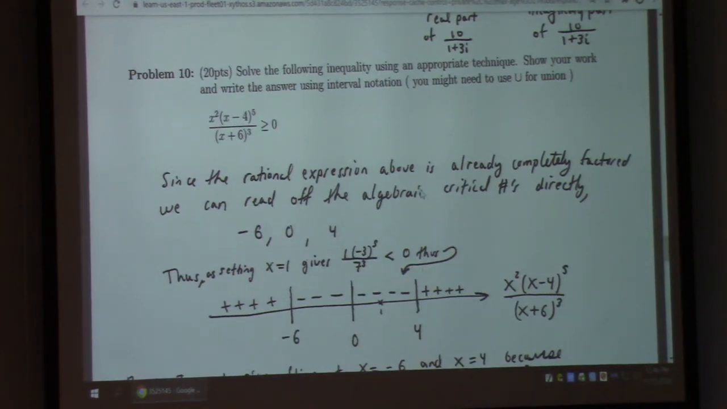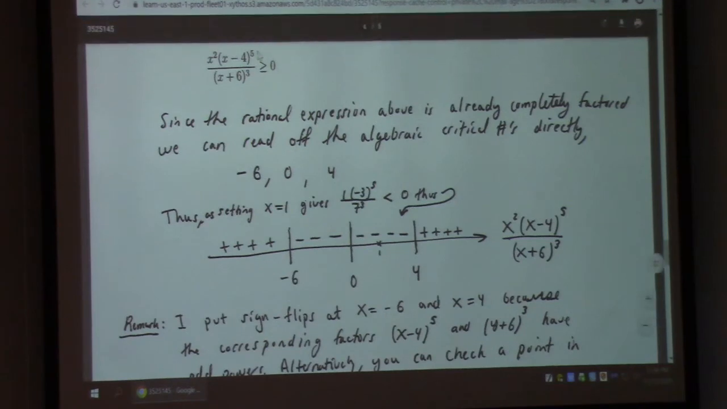critical numbers, right? Then the other thing is if the power is odd in the corresponding factor, there will be a sign flip. But if the power is even, it's just going to stay the same sign. So that's why I changed from plus to minus going across 4, because x minus 4 is raised to the 5th power. And that's why I stay minus to minus as I go across 0, because we've got an x squared there. And x plus 6 cubed means I'm changing from minus to plus there.